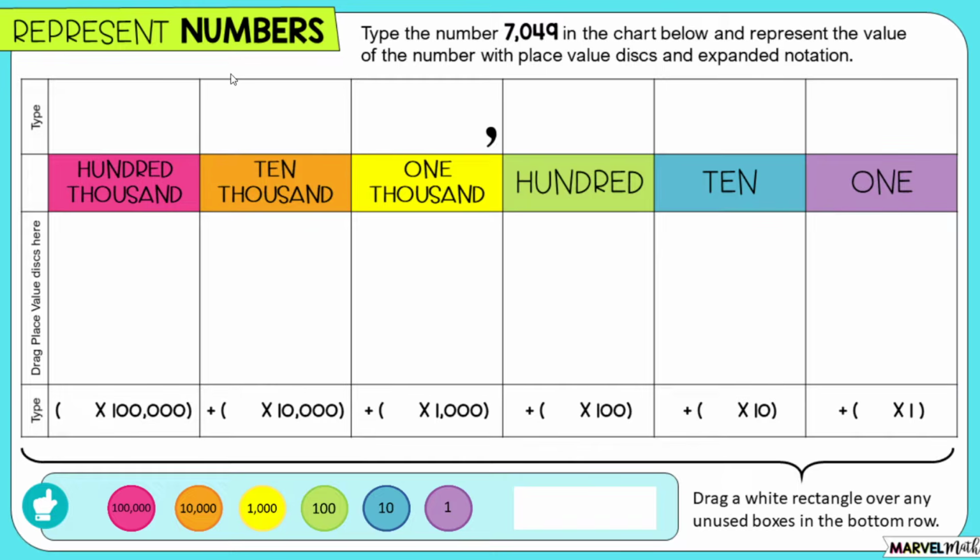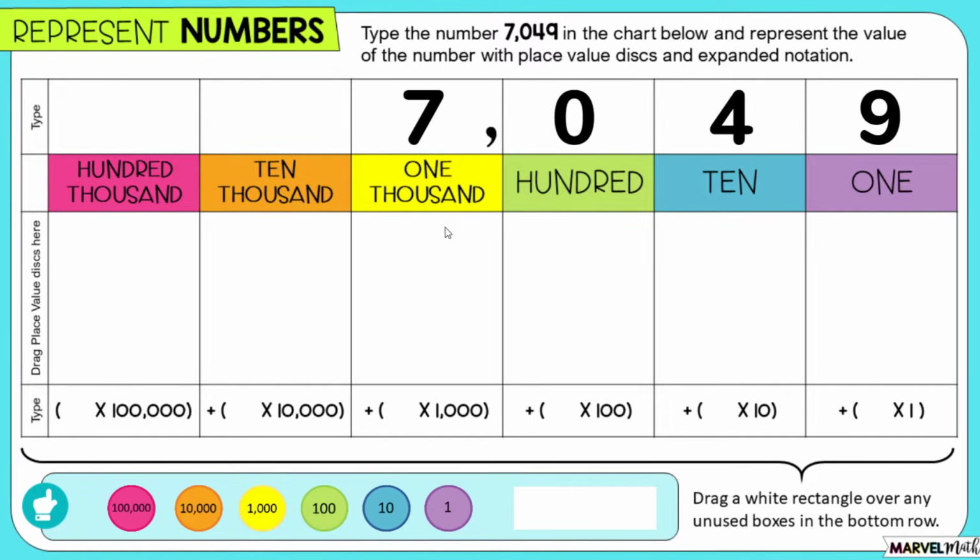Hello students, I'm going to model for you how to use this activity to help you represent numbers with expanded notation. So we're going to represent this number 7,049. And the first thing we need to do is type it in this top, which is a place value chart. So I have 7 in the 1,000s place, a 0 here, 4 tens, and 9 ones.